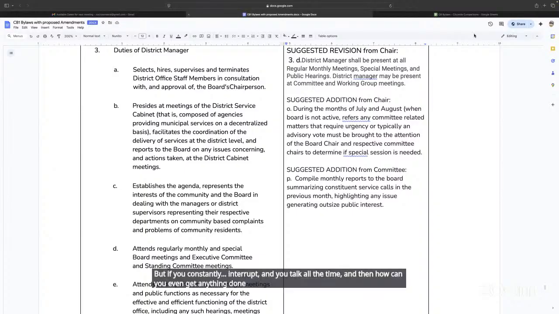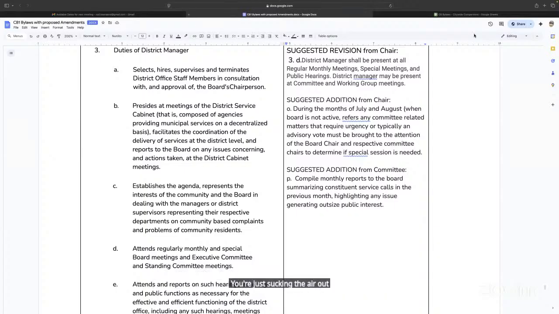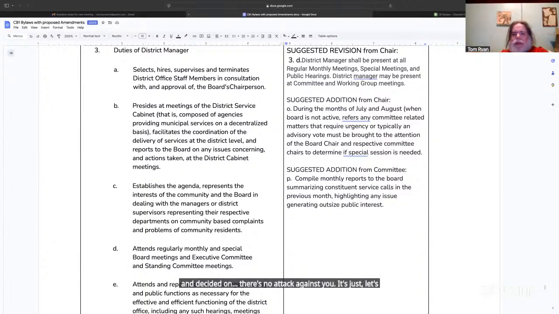Look what you're doing in this meeting. You're just sucking the air out of the room instead of focusing on what this bylaws is supposed to do for the committee, for the whole community board. I just don't understand why you can't let these things get talked about and decided on. It's no attack against you. It's just, let's do it.